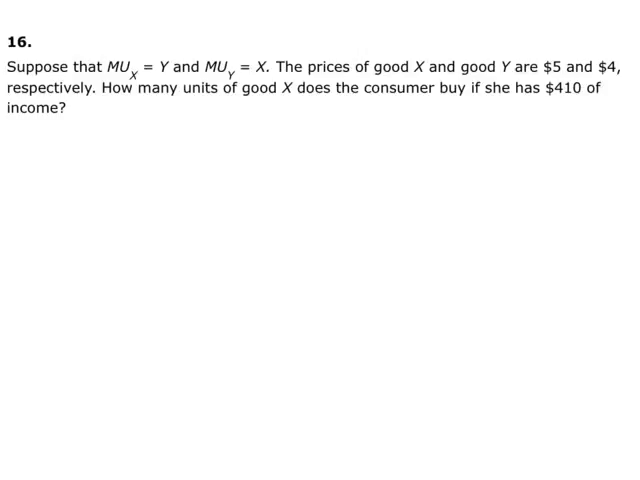Got another question on Module 2, and this one's a little more involved than the previous one. So let's read it together. Suppose that the marginal utility of x is equal to y, and the marginal utility of y is equal to x. The prices of good x and good y are $5 per unit of x and $4 per unit of y, respectively. How many units of good X does the consumer buy if she has $410 worth of income?